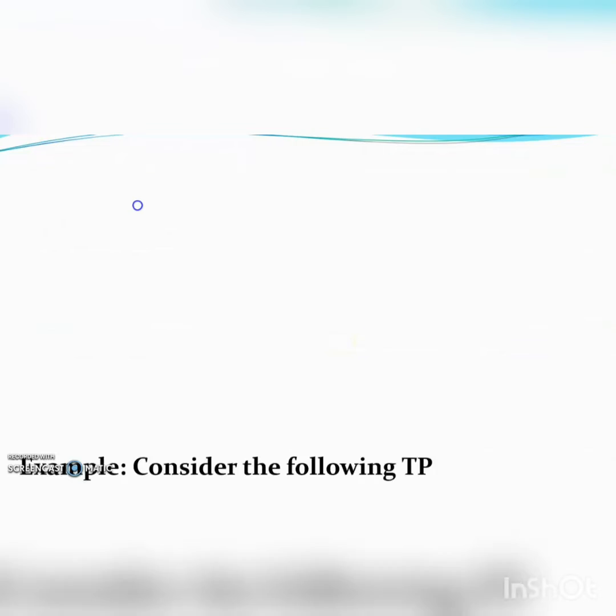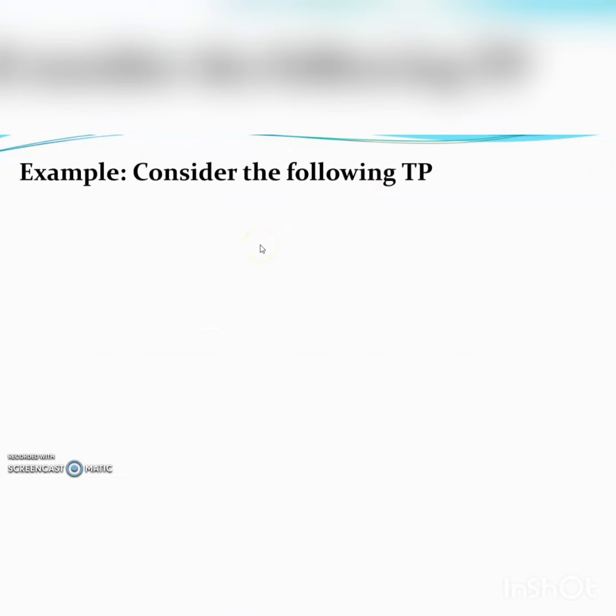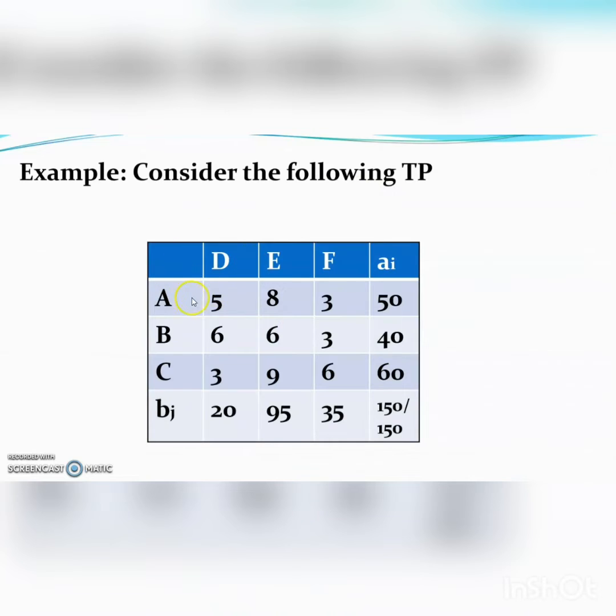Let us consider the following transportation problem. Here we see that there are 3 origins A, B and C and 3 destinations D, E and F. The availabilities at the origins, that is the capacities, are 50 units, 40 units and 60 units, a total of 150 units. And the requirements of the destinations are 20 units, 95 units and 35 units. Here also the sum is 150. So this is a balanced transportation problem.